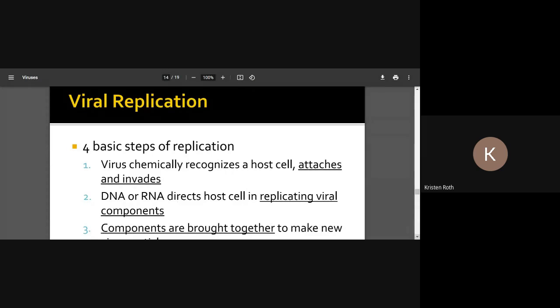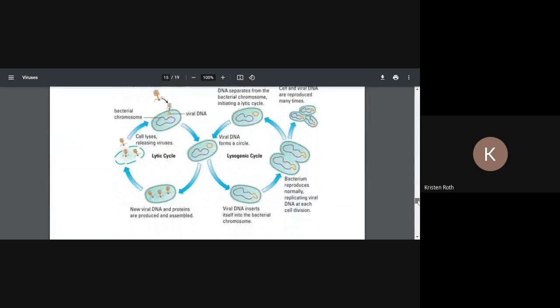So now looking at viral replication. This is how the virus spreads. There are 4 basic steps of replication here. Replication is the process by which the virus duplicates its genetic material, because there is that DNA in the head of the virus, before a cell divides. This occurs in a variety of ways, but there are 4 basic steps, which we see here. Going into the picture after.